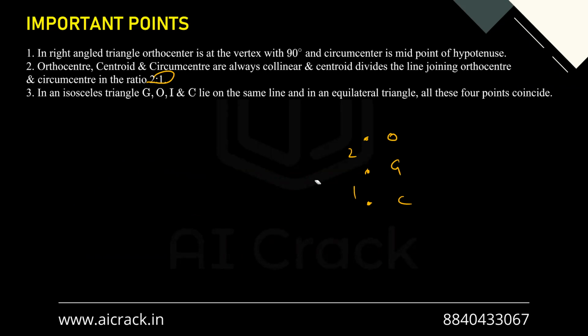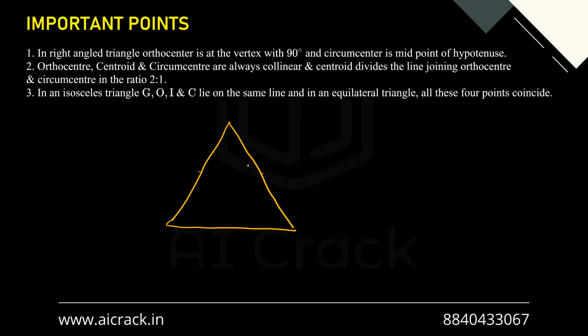Now, in the case of an isosceles triangle, G, O, I, and C lie on the same line, and in an equilateral triangle, all these four points are the same. So let's draw one isosceles triangle. These two sides are equal. Now, when I draw an angle bisector, this would eventually be the perpendicular bisector as well because of the symmetry, right?